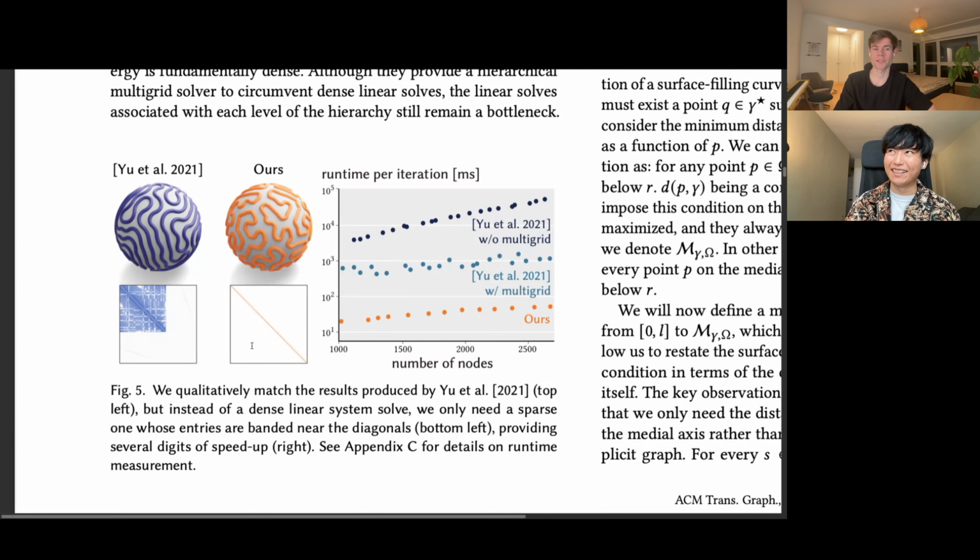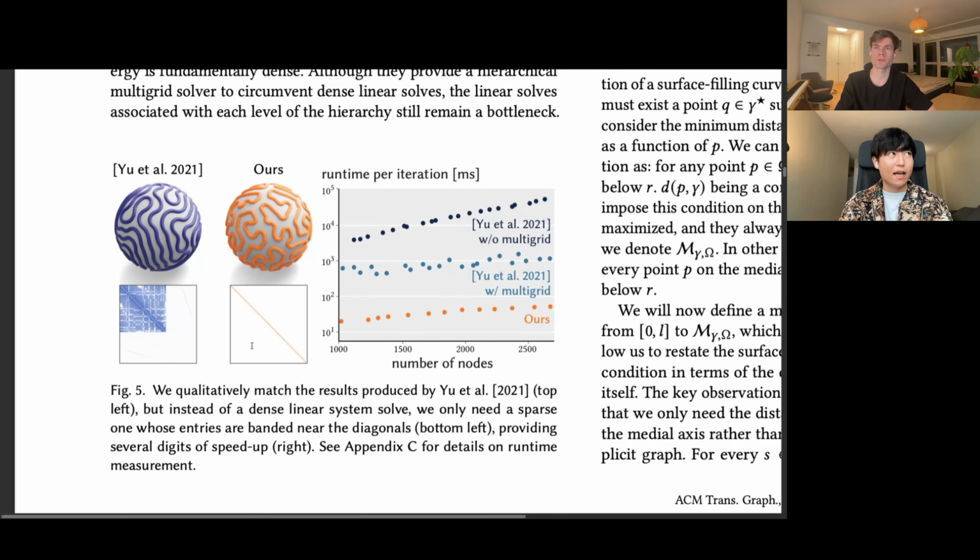Does that make sense? Yeah, it makes sense. How does it compare to the previous paper? Do they consider an energy where all of the different points, all the different nodes, contribute to the energy function? Yeah, good point.